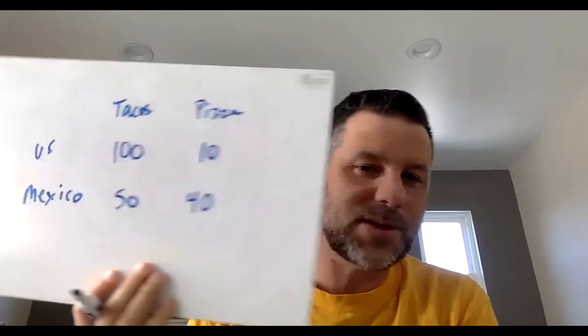So let's say it says, the United States can produce 100 tacos, or it can produce 10 pizzas. And let's say Mexico can do 50 tacos or 40 pizzas. All right. So there we go. We put our numbers in there.